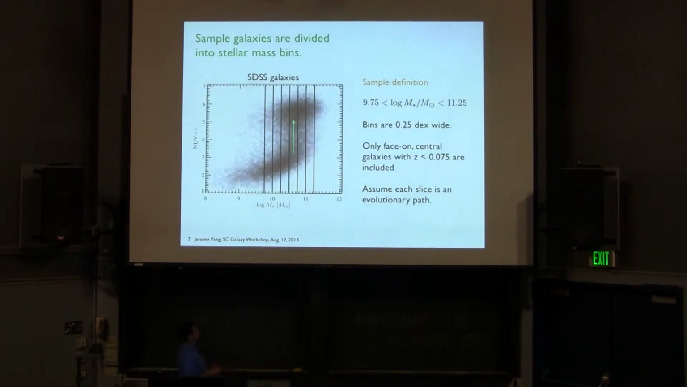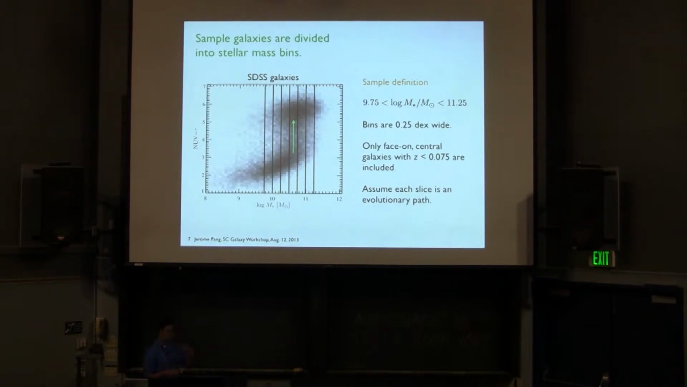Okay, so like I said earlier, our sample is drawn from Sloan. This is now a UV color stellar mass diagram. The galaxies we're looking at are divided into these 6 stellar mass bins here. This is the range in stellar mass. We divide them into narrow mass bins. Again, our sample only includes face-on galaxies.